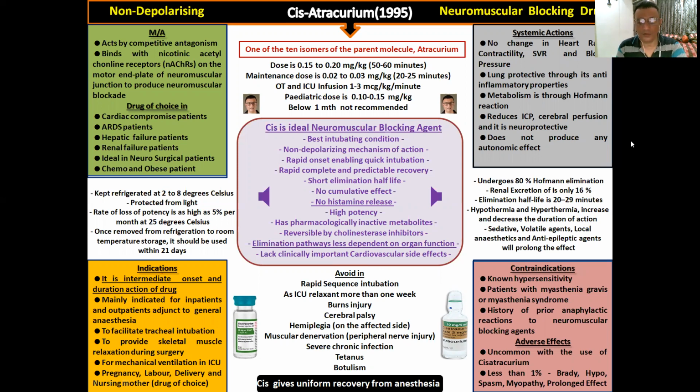Now in my practice, I have switched over from atracurium to cisatracurium, and it can be given in any condition: even in cardiac compromised patients, ARDS patients, hepatic failure patients, renal failure patients, ideal in neurosurgical patients, and in obese patients.